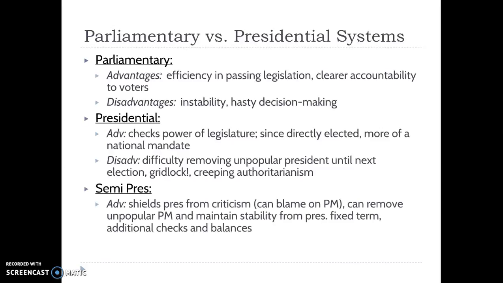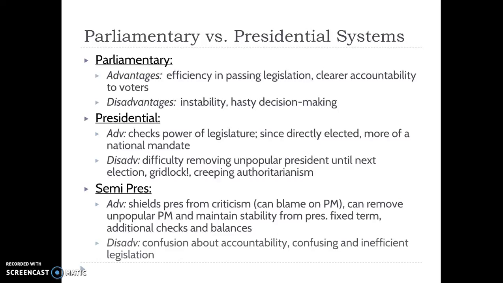In a semi-presidential system, the president is shielded from criticism because they can blame anything that's unpopular on the prime minister. They can remove unpopular prime ministers to try and increase their popularity. And the other advantage is that there are still fixed-term elections and there are more checks and balances. So semi-presidential systems could be more advantageous than either a parliamentary system or a presidential system because it allows for the best of both worlds.